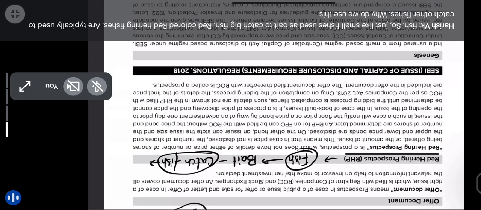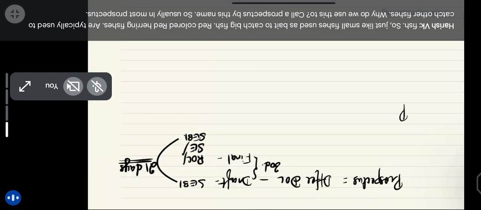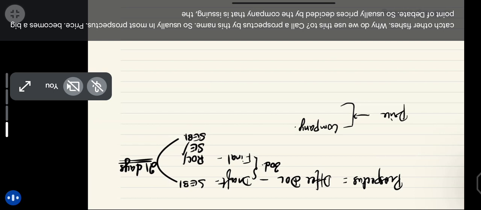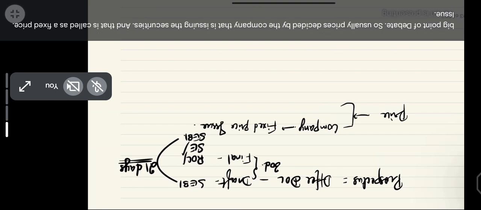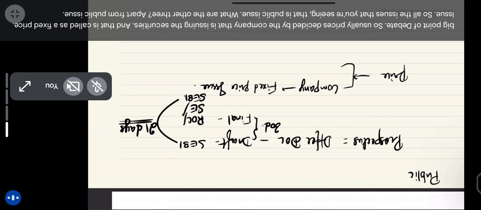Why do we call a prospectus by this name? In most prospectuses, price becomes a big point of debate. Usually price is decided by the company that is issuing the securities, and that is called a fixed price issue. So all the issues that you're seeing, that is public issue. What are the other three apart from public issue? What are the other three called?